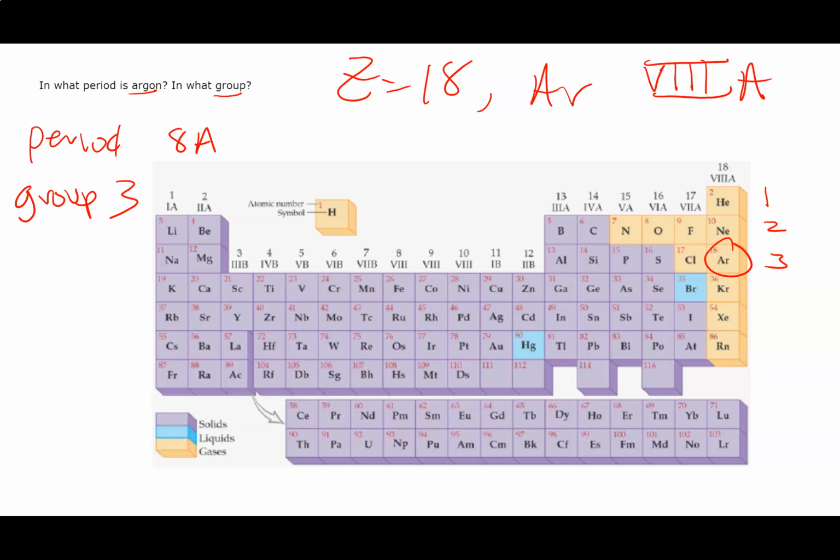You could also do it the wrong way around. Get it right. Group 8A, period 3. There we go. Got to be a little bit careful.